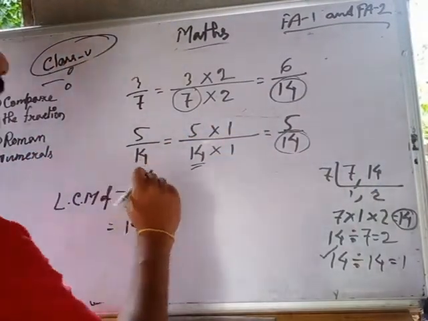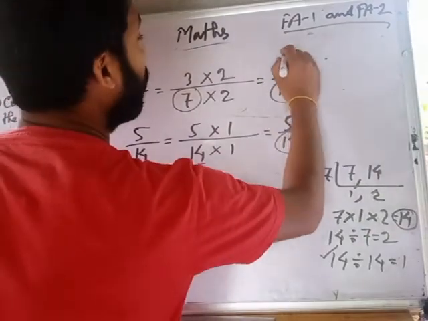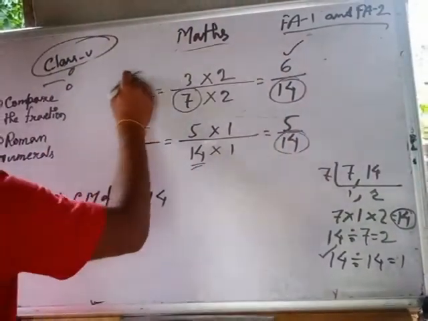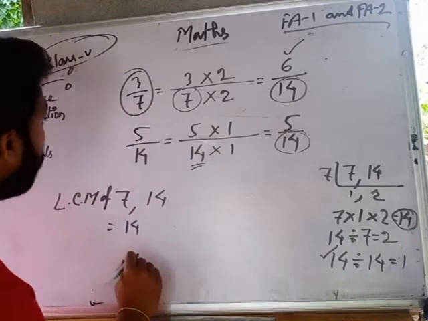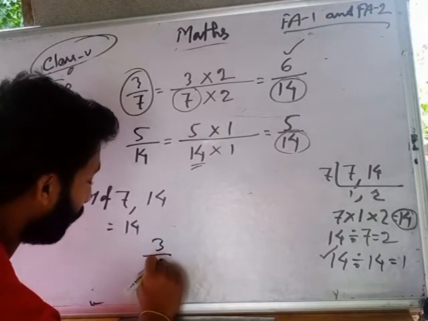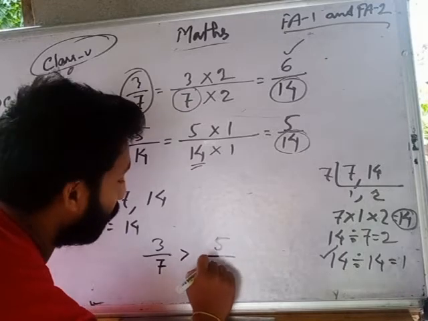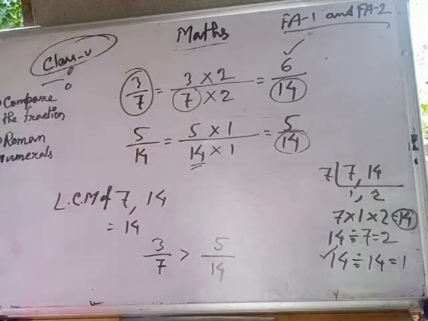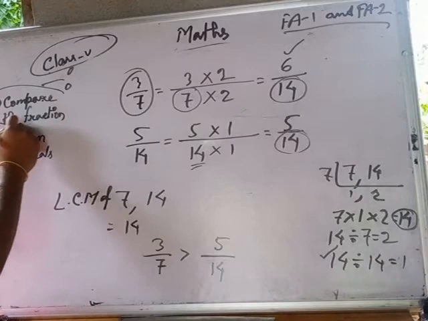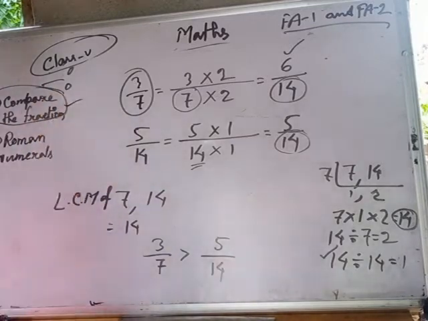If it is like fractions, at that time, if the numerator is bigger, this one will be the greatest number. 3 by 7 is greater than 5 by 14. It is a comparison of fractions. Which one is big or greater and which one is smaller.